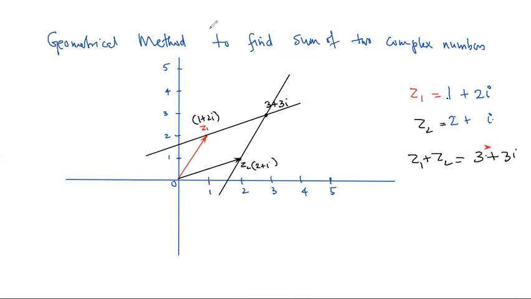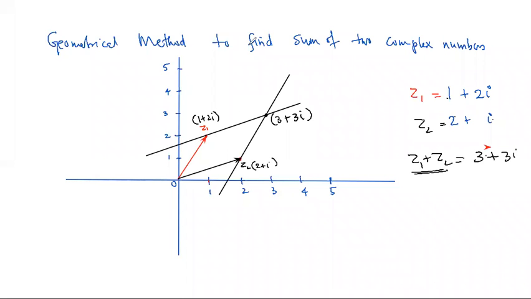Understood? Actually, I was supposed to draw without showing you. Imagine 3 plus 3i is not known to you. First, I drew a line parallel to OZ2 passing through Z1. Another line I drew parallel to OZ1 passing through Z2. Then where do they intersect? They will intersect at 3, 3. So this is 3 plus 3i. That is exactly the sum of Z1 plus Z2.